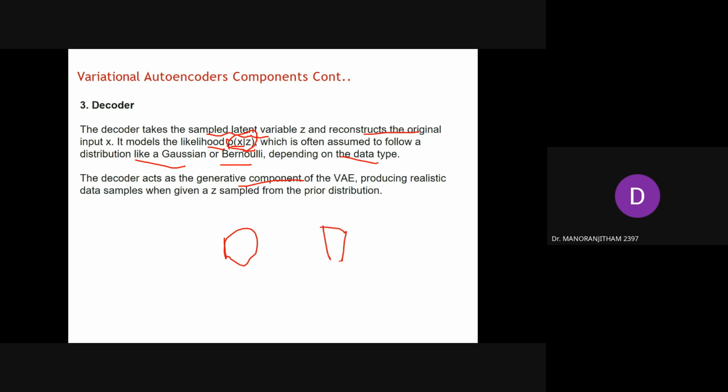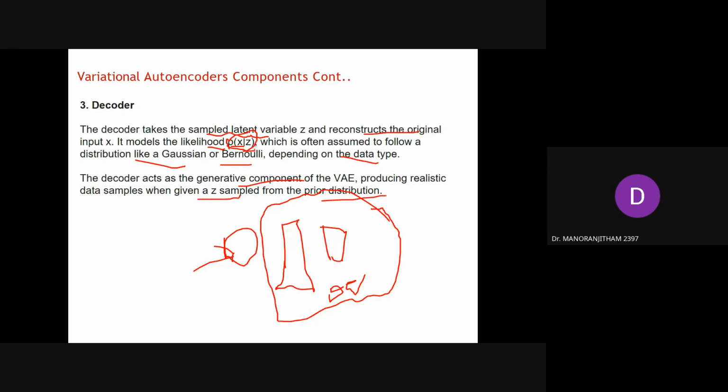So we have the encoded part and then the decoded part. You can use the encoder to convert your input data into the latent space, and in the decoder part is where we are doing the generative work. So here only we are generating the data. It produces realistic data samples when given a z sampled from the prior distribution. So these are the z values. You can take any sample and it will give you the generated output.